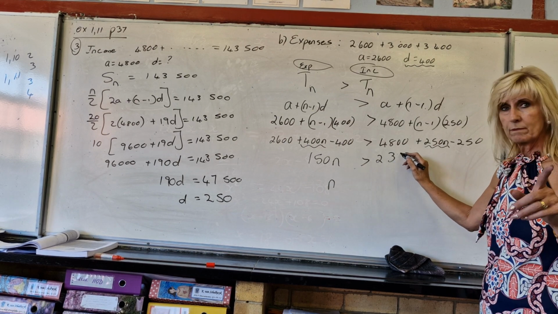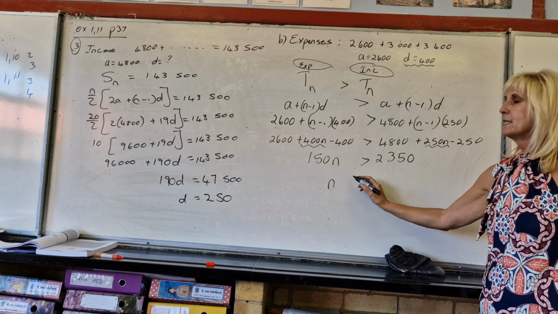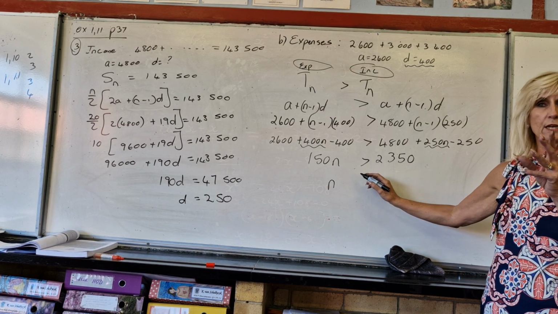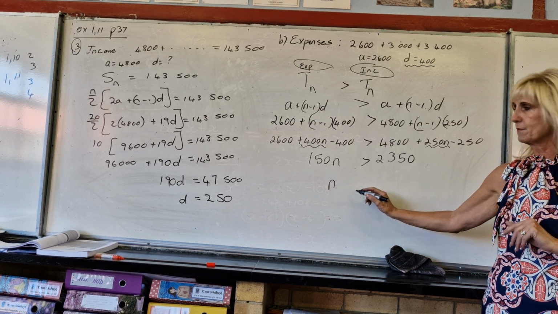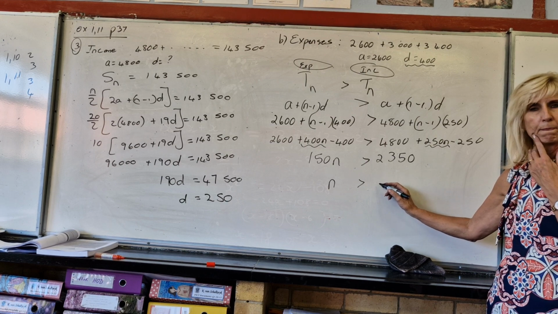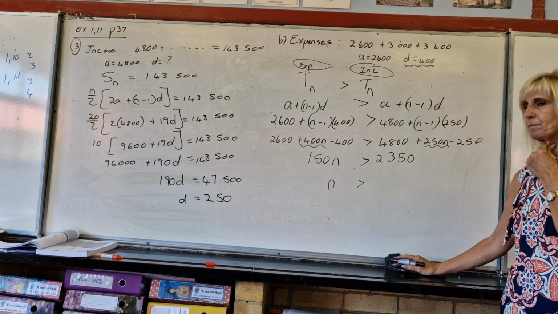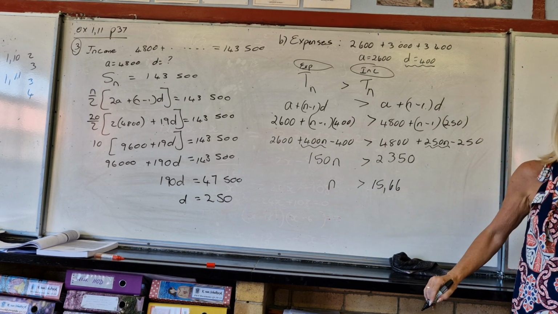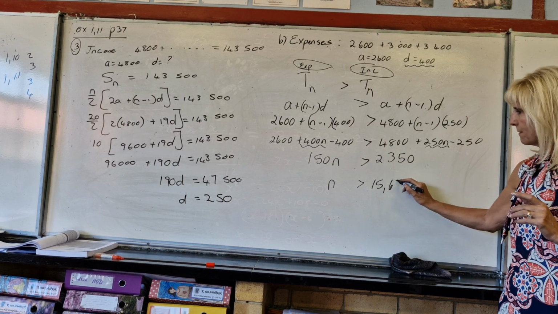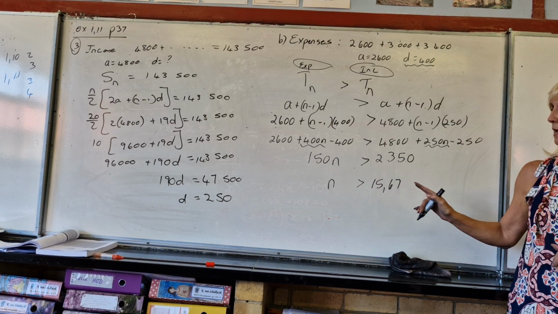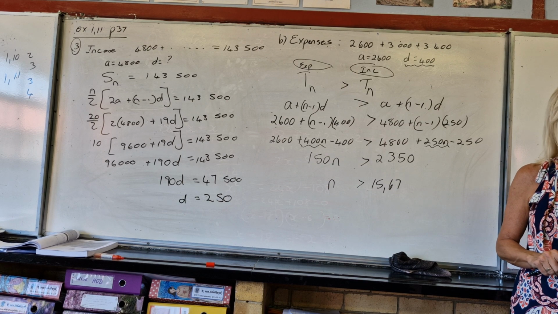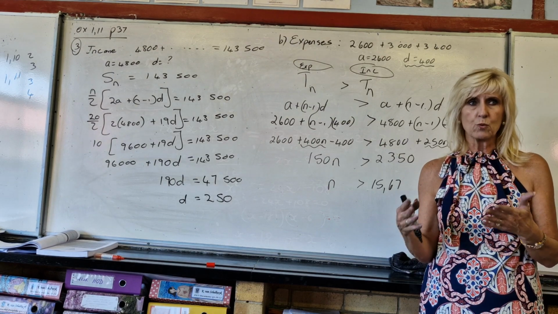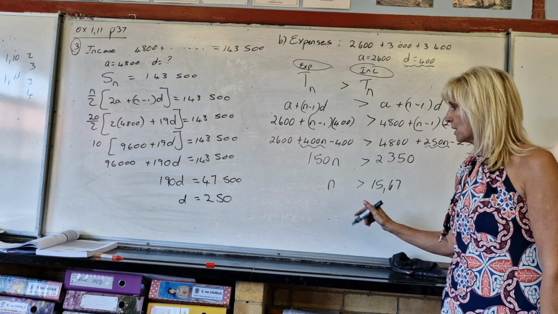2,350. Okay. Now to find the answer, I have to divide by 150. Just be careful, there's an inequality, but no problem, I'm not dividing by a negative. So, answer please. 15.666, recurring 6. Can that be possible with N? Remember, N has to be a year. They're asking after how many years will his expenses be more?